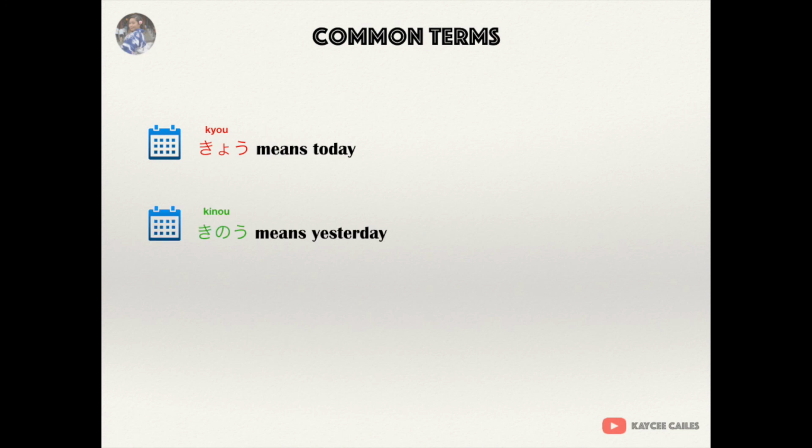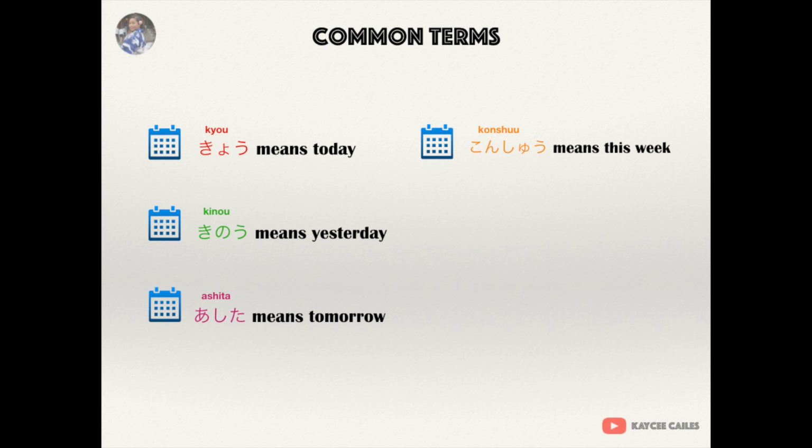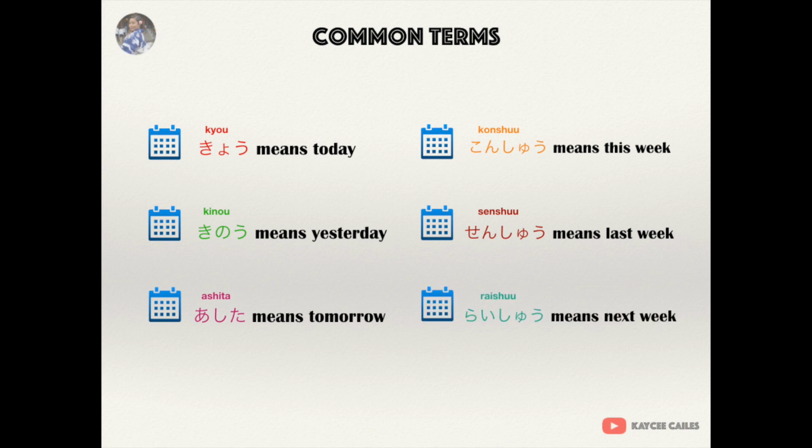Please see the following common terms for your reference. Kyo means today. Kino means yesterday. Ashita means tomorrow. Konshu means this week. Senshu means last week. And then raishu means next week.